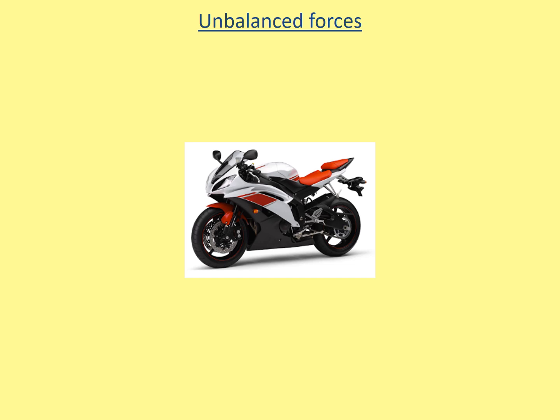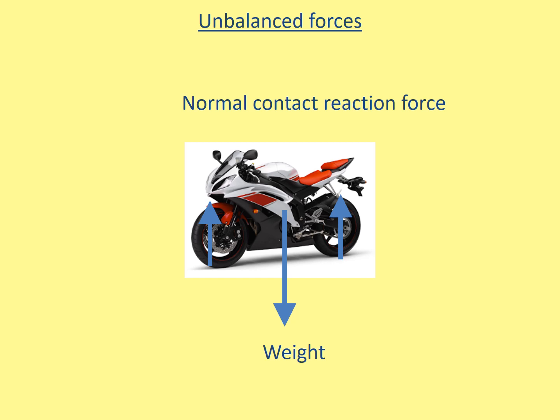Let's have a look at a specific example of an unbalanced force. So here we have a motorbike which will have weight acting down from the centre of mass straight down, and it will have normal contact reaction force. Now you'll notice that the arrows, there are two of them because there are 2 points of contact from the motorbike to the ground, and each of them is half the size of the weight arrow. This tells me that in this direction, up and down, there is no resultant force. The motorbike is not moving up or down.